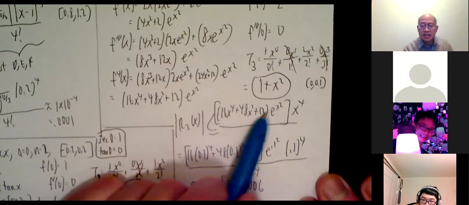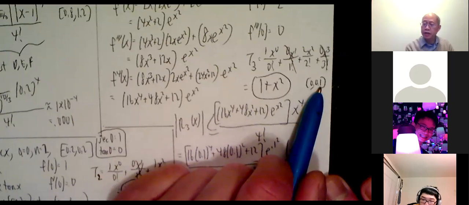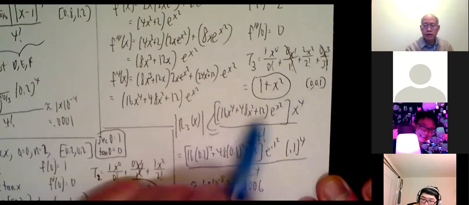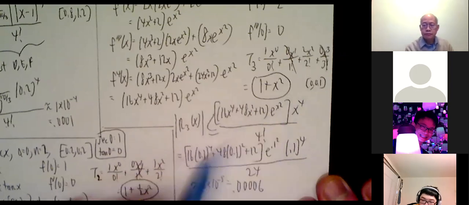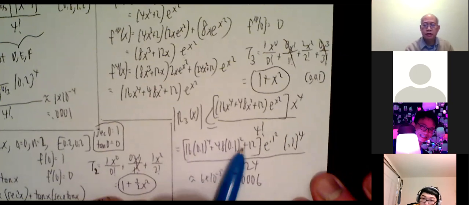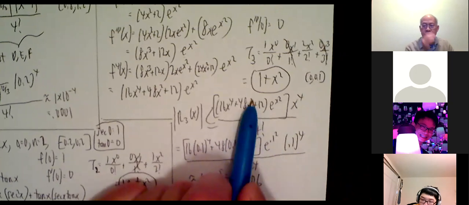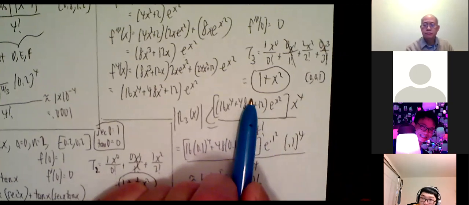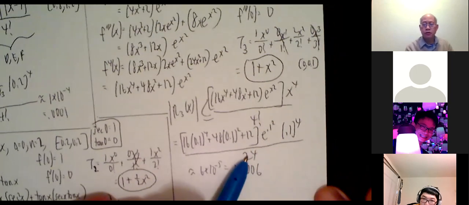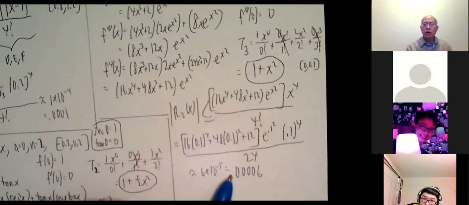How do I make this expression the biggest between 0 and 0.1? Again, plug in the biggest number. 0.1 here, 0.1 here, and 0.1 here. So 16 times 0.1 to the fourth plus 48, 0.1 squared plus 12 times e to the 0.1 squared. That would maximize this quantity. Times 0.1 to the fourth over 4 factorial, which is 24. Okay, punch this all in the calculator, 0.00006.